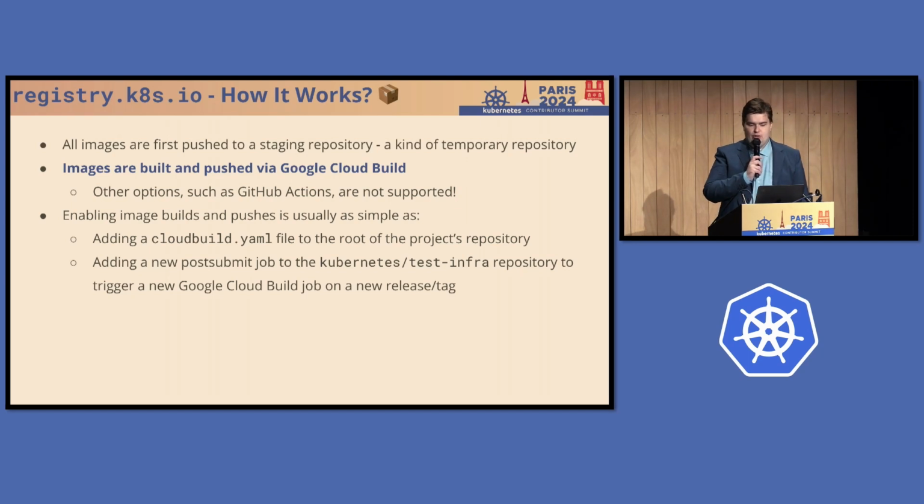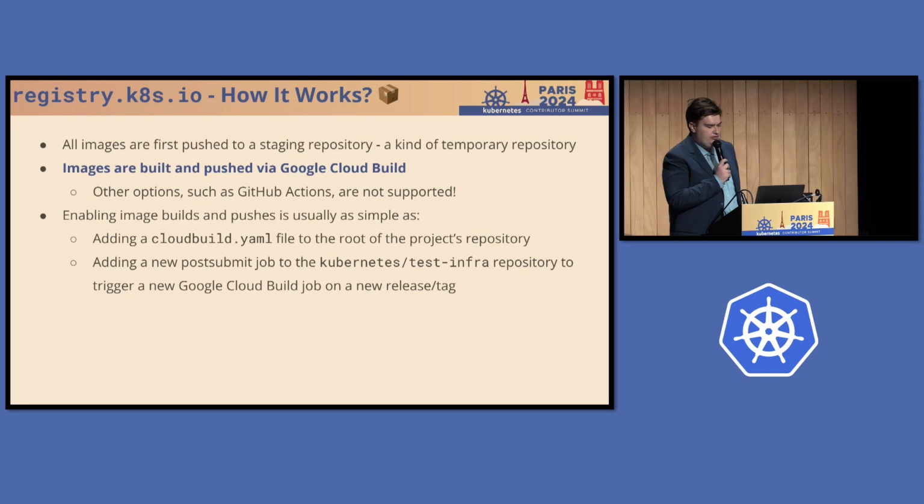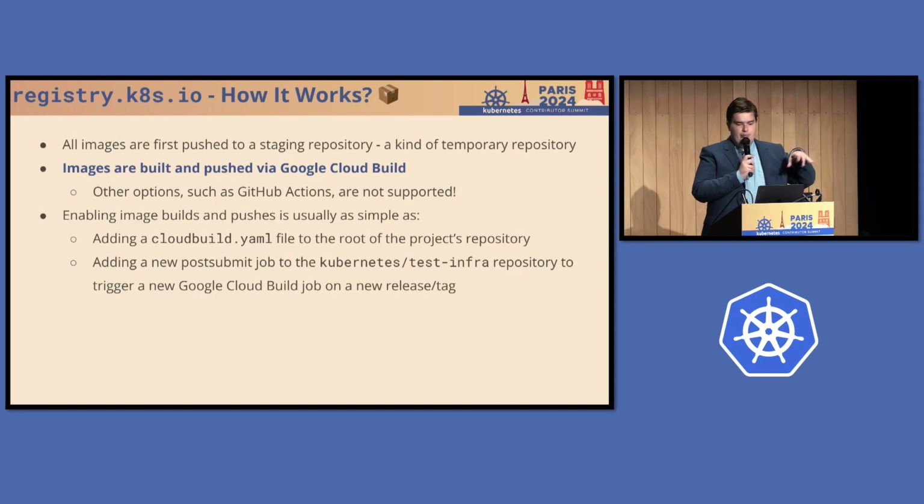First of all, images are first published to a staging repository, which is a kind of temporary repository. Then images are basically built and published via Google Cloud Build. This is a very important point: that's the only way to do that. You have to use Google Cloud Build. There's no other way. You just add cloudbuild.yaml to the root of your project's repository, and then you add the post-submit jobs that are going to trigger the Google Cloud Build when you do a release.